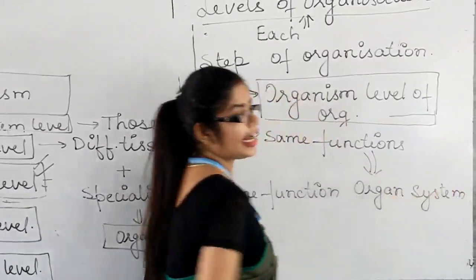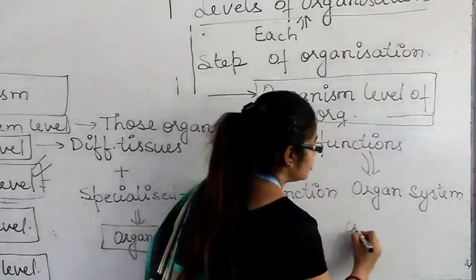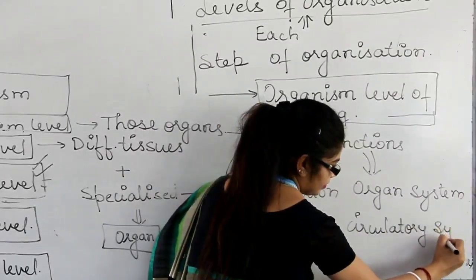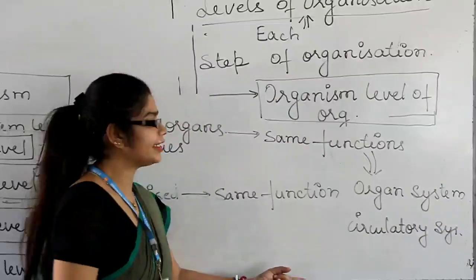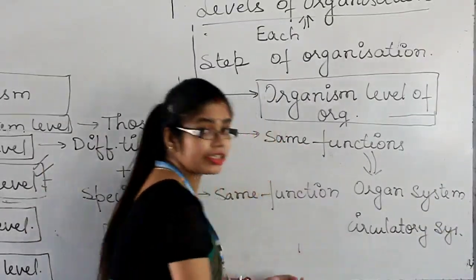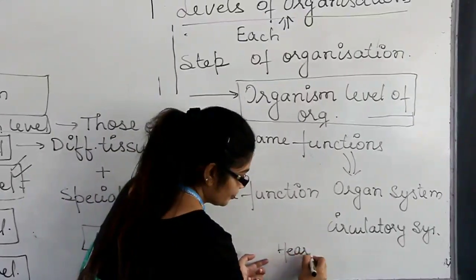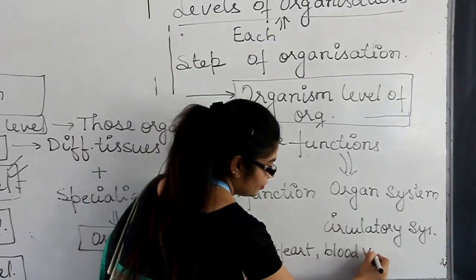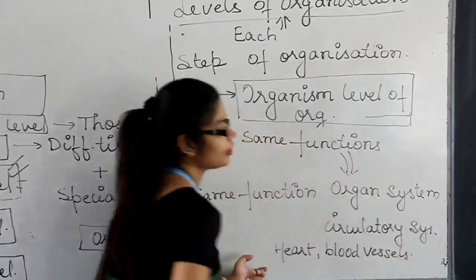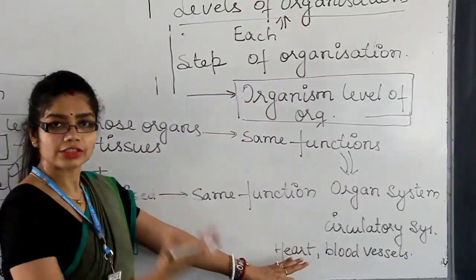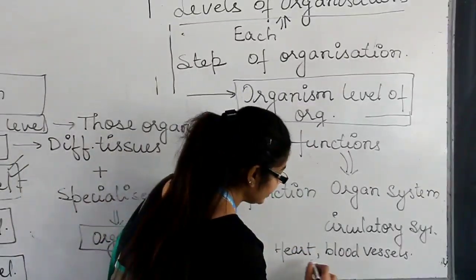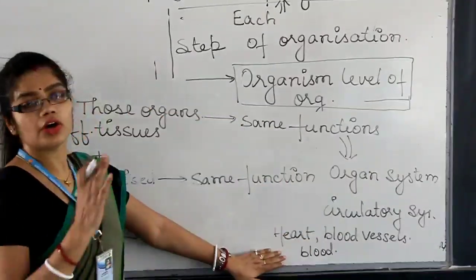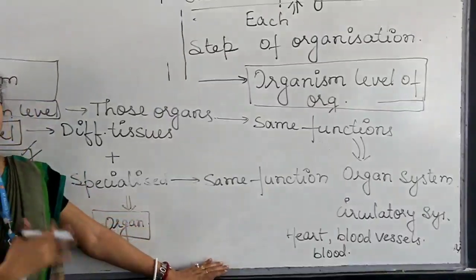For example, if we have the circulatory system, in the circulatory system we will find that there is a pumping organ, that is the heart, and blood vessels, and also it includes the fluid that is circulating throughout the blood vessels. So we will find it as blood. So together they constitute the organ system that is called the circulatory system.